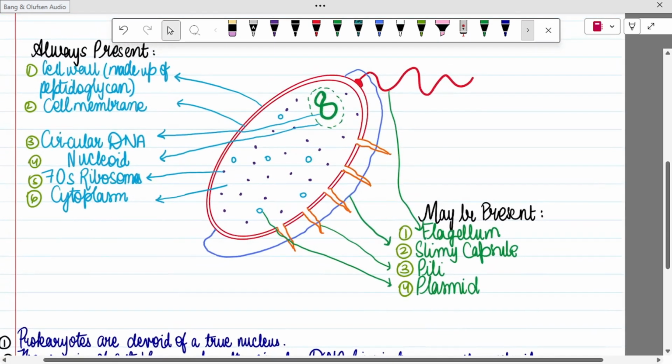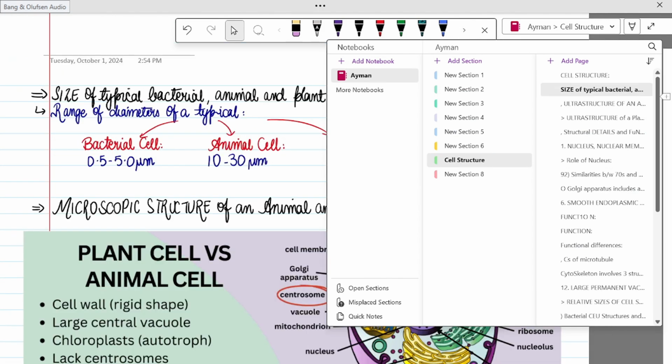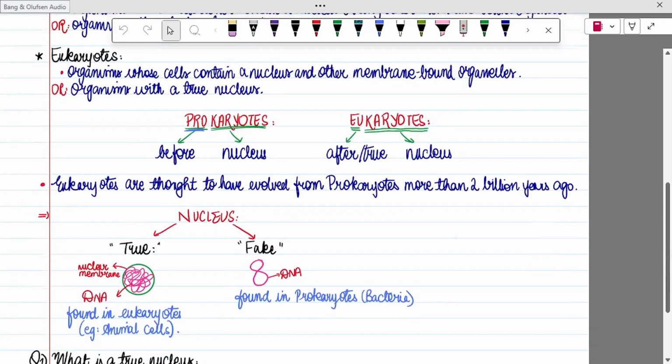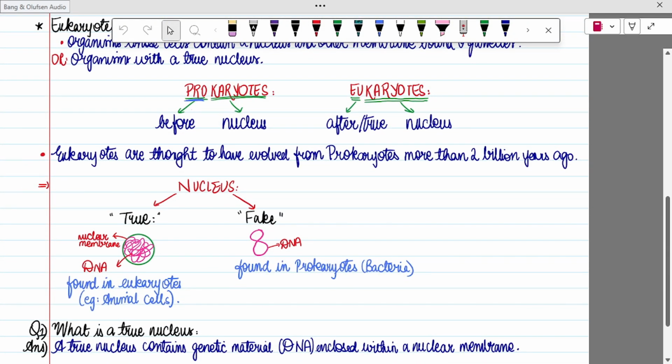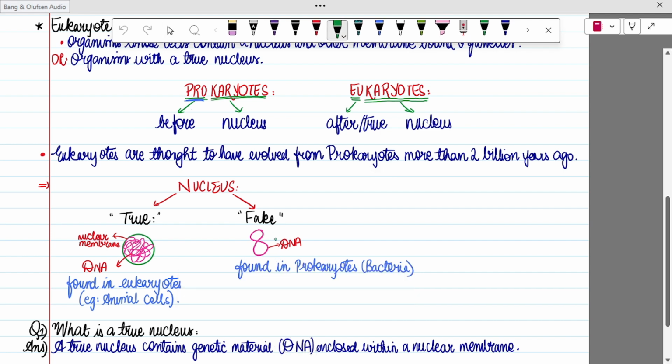Now, if you remember our very first lecture, जब हम discuss कर रहे थे type of nucleus, तब हमने discuss किया था there are two types of nucleus. एक true होती है, एक fake होती है. True nucleus वो होती है which is surrounded by a nuclear membrane and found in your eukaryotic cells, whereas fake nucleus, apparently, is not surrounded by a nuclear membrane and इनका जो DNA होता है, that is circular DNA. Whereas true nucleus में, यहाँ पे मैं mention कर देती हूँ, it has linear DNA.